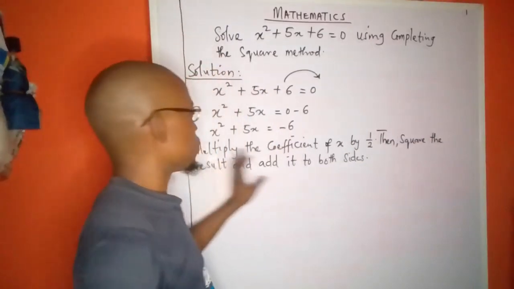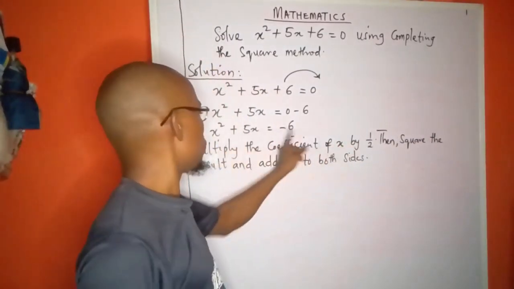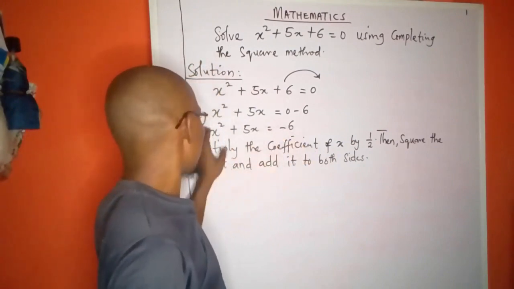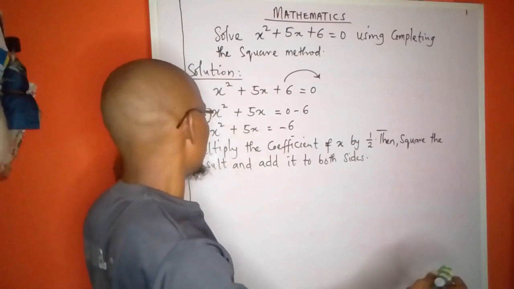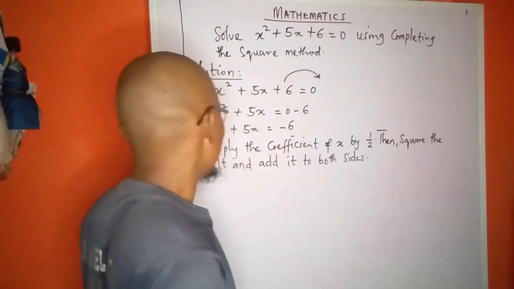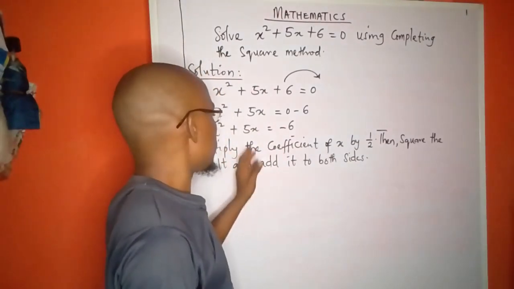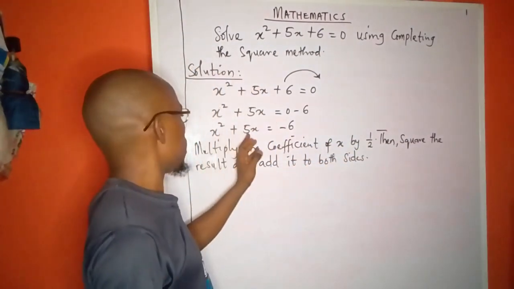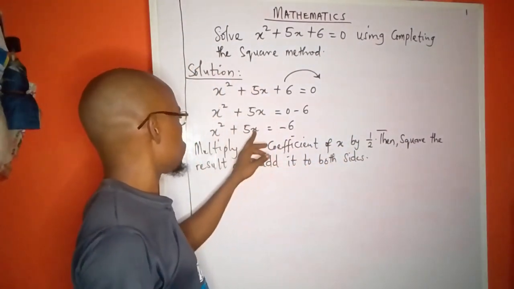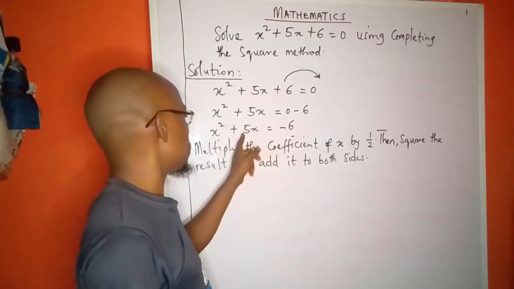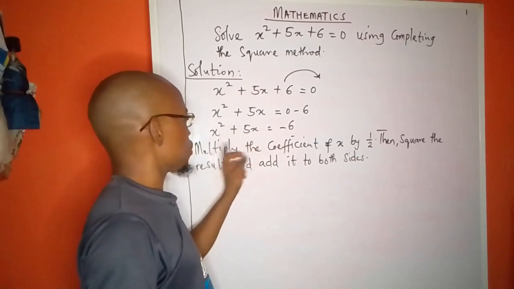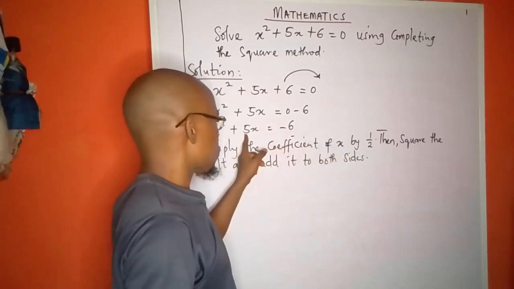So this is the step you will take when you want to make use of this. After you've separated the constant and the one with the variables, you multiply the coefficient of x by 1 over 2. If you look at what we have here, where is our x? This is where we have the x, and the coefficient there is 5.